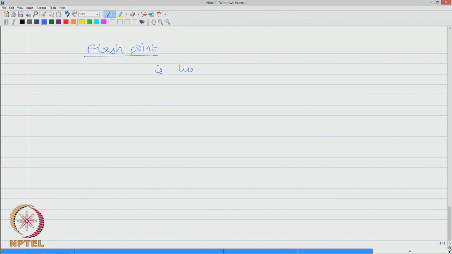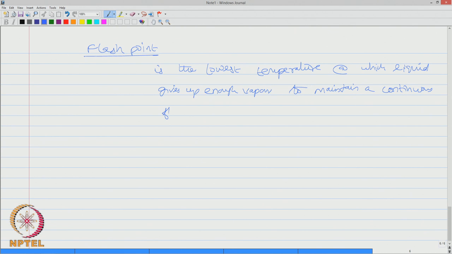Flash point is the lowest temperature at which a liquid gives up enough vapor to maintain a continuous flame. It is the temperature at which vapors are produced from the fluid.